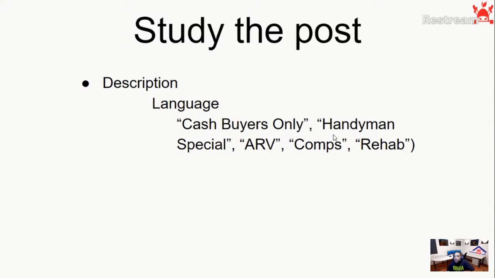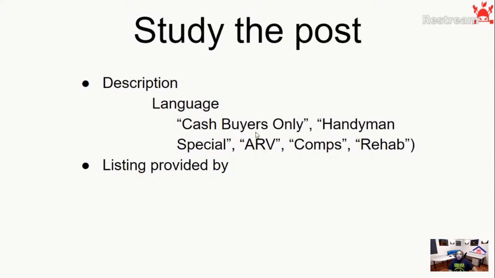Now, if you are looking to JV, to do a joint venture with another wholesaler, this will be a great way to find wholesalers. But if you're looking for your own deals, then you want to stay away from the ones that have those terms.